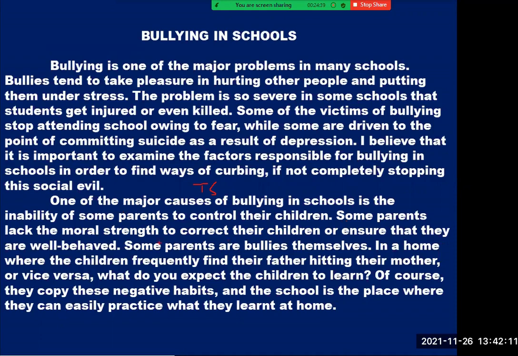Some parents lack the moral strength to correct their children or ensure that they are well behaved. Some parents are bullies themselves. You see, you are taking a swipe at parents this time. Not all parents anyway, but some parents who fail to correct their children and ensure they are well behaved. You are saying that this is why some children are bullies at school, and that problem persists. Now we continue. In a home where the children frequently find their father hitting their mother or vice versa, what do you expect the children to learn?